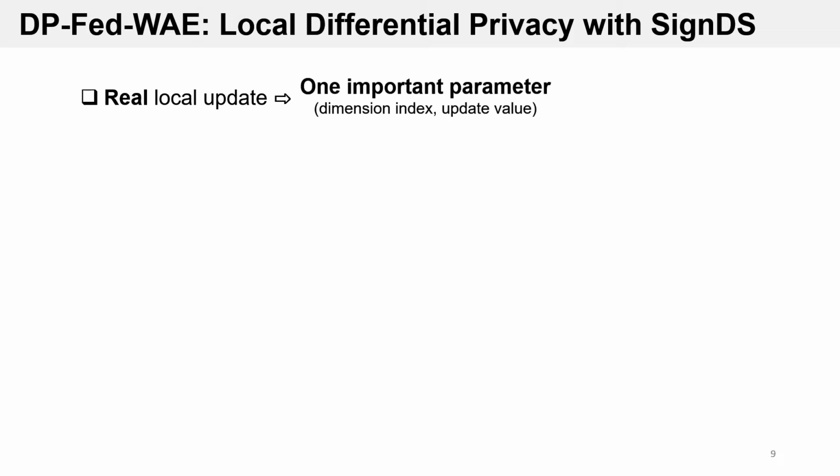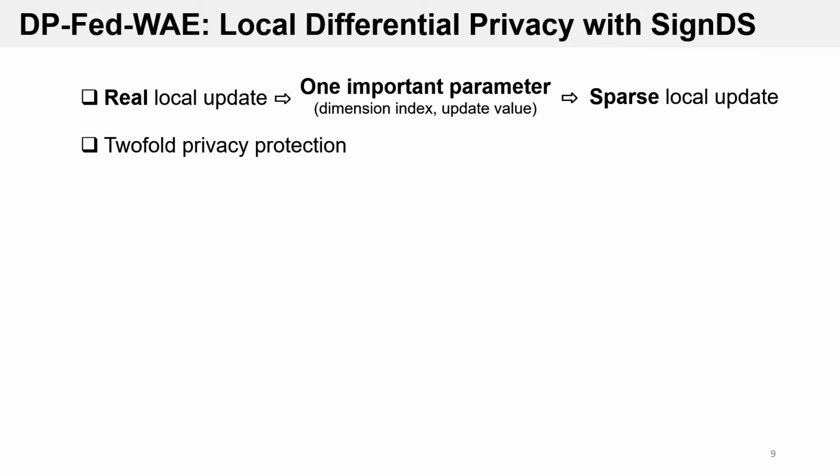Therefore, we propose a novel randomization algorithm, SignDS, to enhance privacy protection. The main idea is that instead of sending the complete local update, each client only returns the dimension index and update value of one important parameter. The server can then use this information to construct the sparse local updates and to update the global model. Since the parameter information is still related to the local data, our algorithm provides twofold privacy protection.